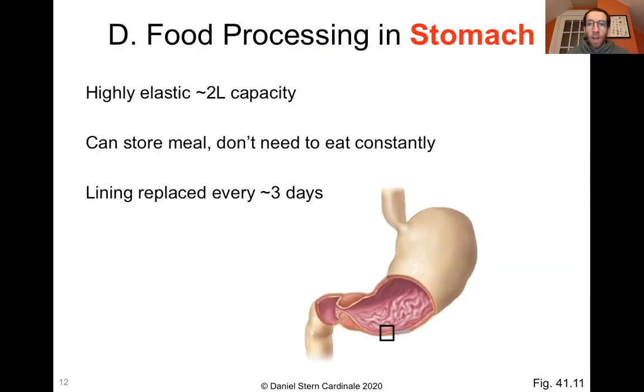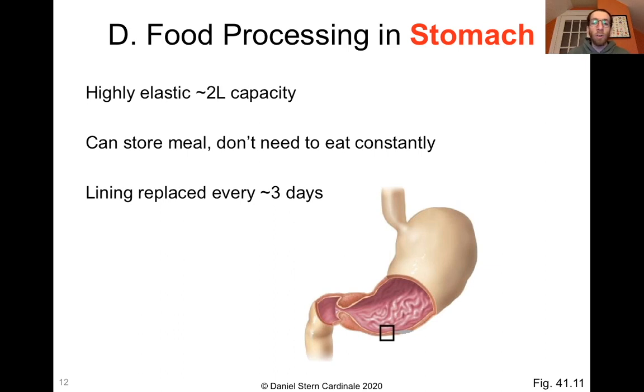After the esophagus, the next organ in the pathway is the stomach. The stomach is a really interesting, highly elastic organ. When it's empty, it's very small, but it has a capacity of approximately 2 liters on average in a person, give or take. This is important because it means you can eat a large meal and store that meal in your stomach, and you don't have to be eating constantly.